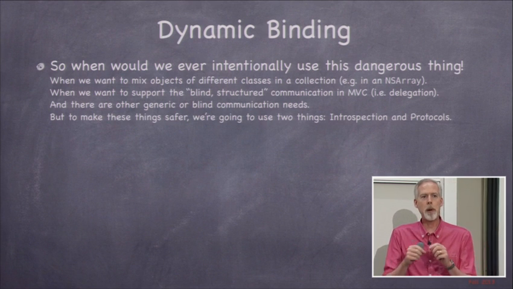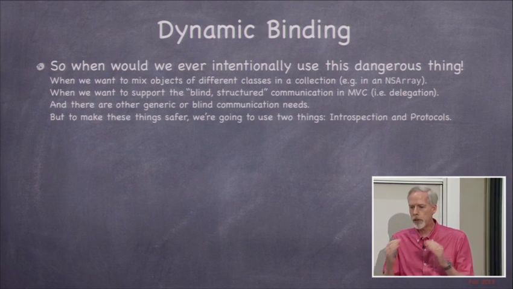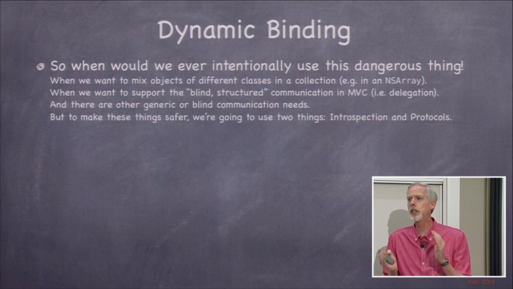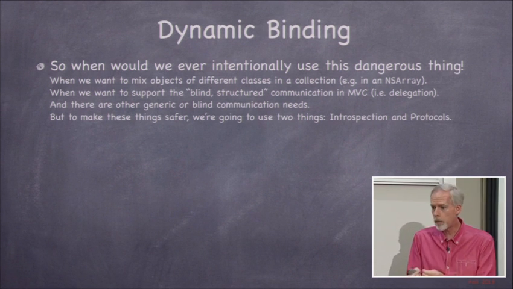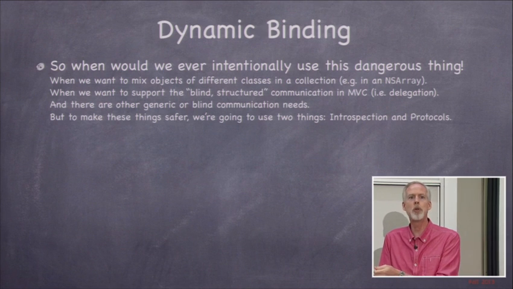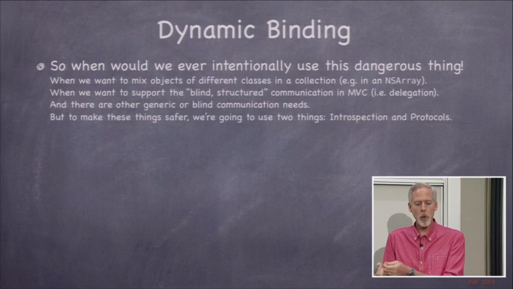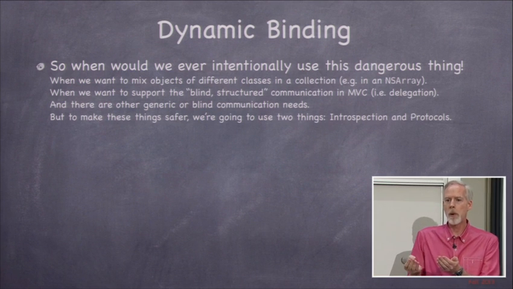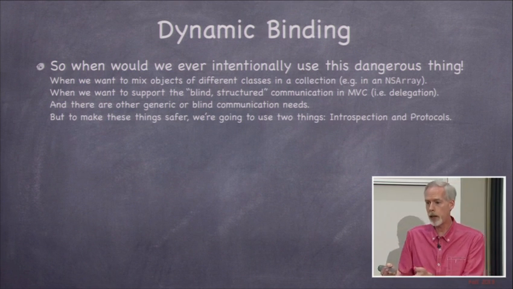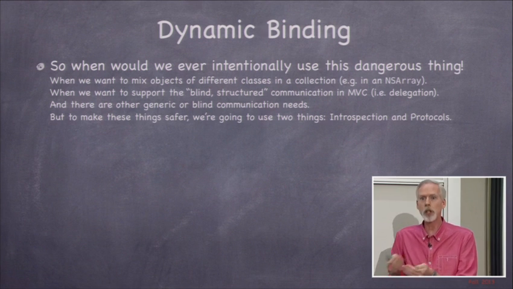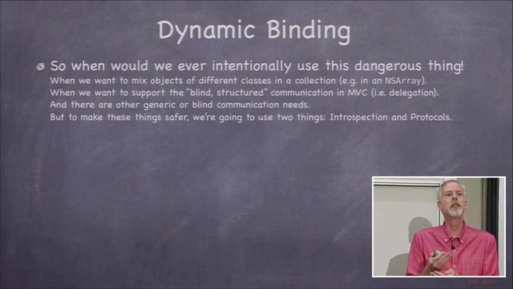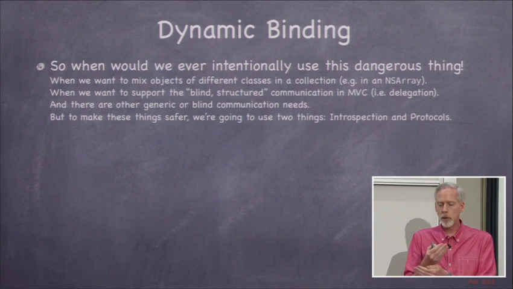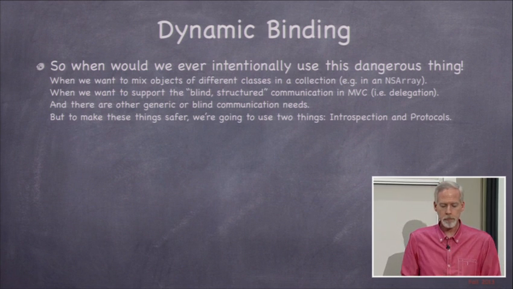The second one is, remember in the MVC talk, I talked about all this blind structured communication, right? Well, to have blind communication, you've got to have pointers to objects of types you don't know. There's no way that the view can send the target action thing to the controller without knowing the class of the controller, unless the view can have some kind of pointer to a controller that it doesn't know the type of. And that's a big use of id.